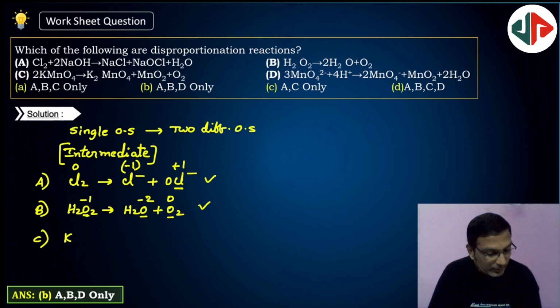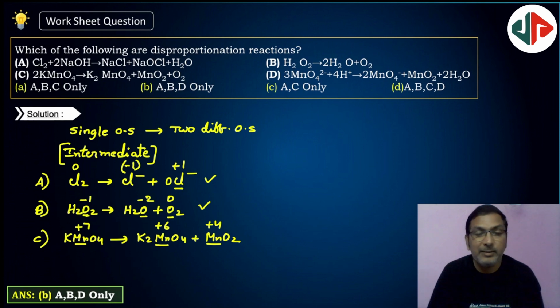KMnO4. So KMnO4 means potassium permanganate, plus 7 oxidation state, that changes to K2MnO4, which is plus 6, plus MnO2, which is plus 4. So here both are reductions. Therefore, this is not disproportionation. So disproportionation means the same substance undergoes oxidation and reduction simultaneously. Here both are reductions. Next, D option.